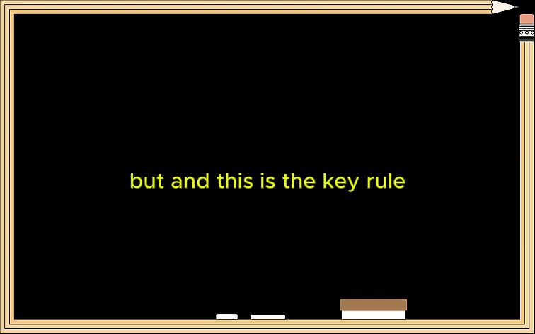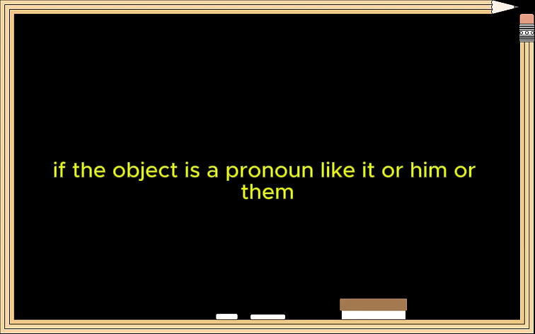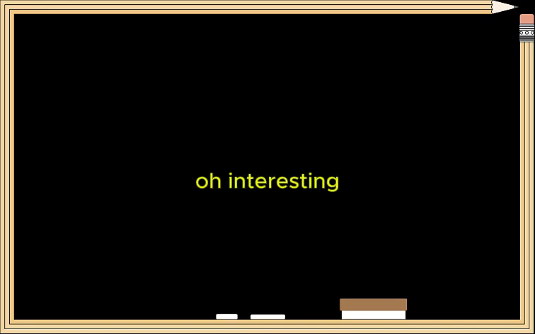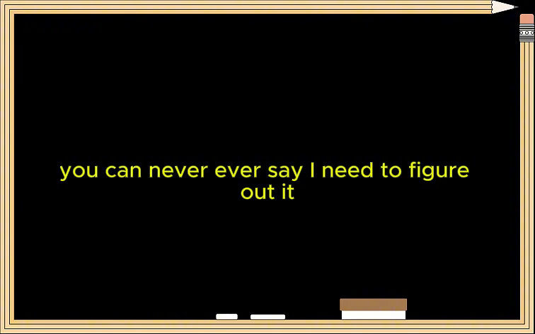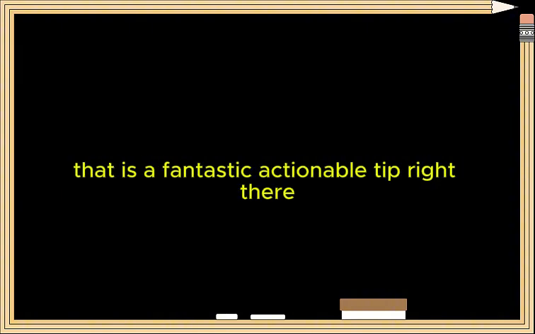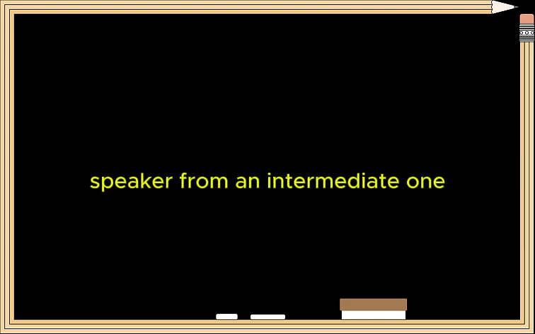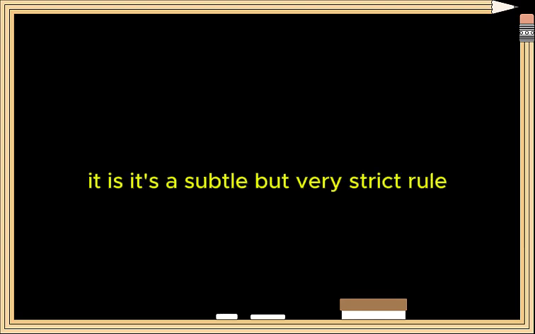You do. But, and this is the key rule, if the object is a pronoun, like it, or him, or them, the pronoun must go in the middle. Oh, interesting. You have to say, I need to figure it out. You can never, ever say, I need to figure out it. That is a fantastic, actionable tip right there. That's one of those little things that really separates an advanced speaker from an intermediate one. It is. It's a subtle but very strict rule.